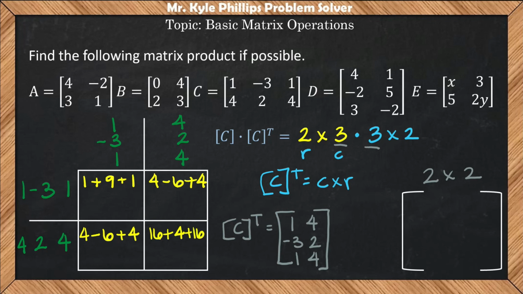Now the sums of these values are going to be our solution that goes in our 2 by 2 matrix. So 1 plus 9 plus 1 is 11. 4 minus 6 plus 4 is going to be +2. 4 minus 6 plus 4, that's the same thing, so it's also going to be +2. And then 16 plus 4 is 20, plus 16 is 36. So this is my solution, my 2 by 2 matrix after I have multiplied matrix C times matrix C transposed.